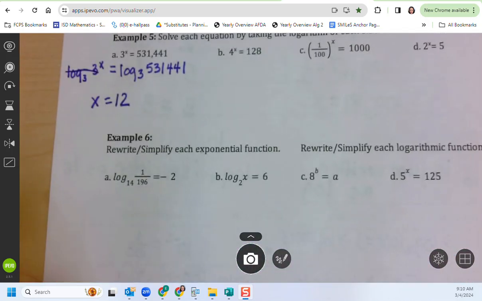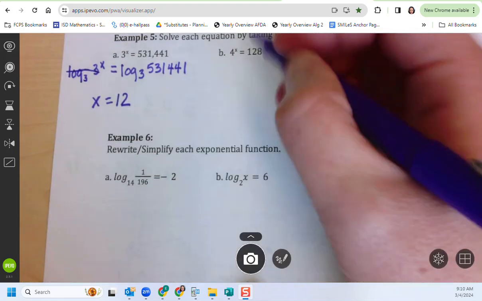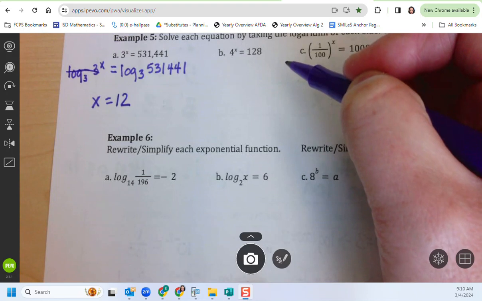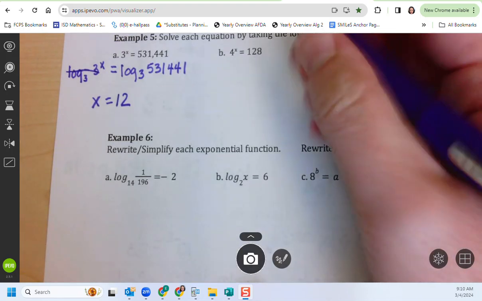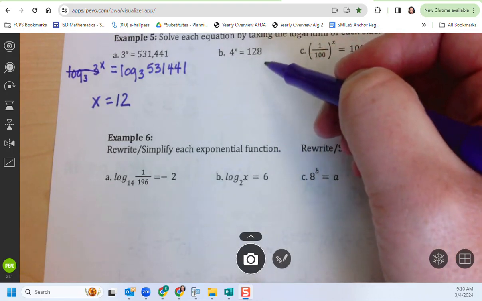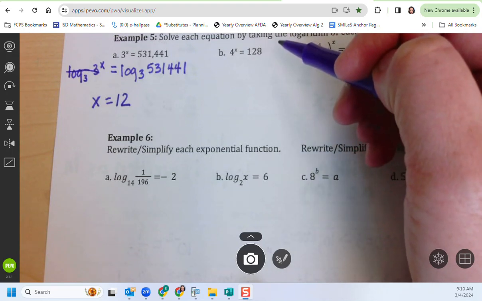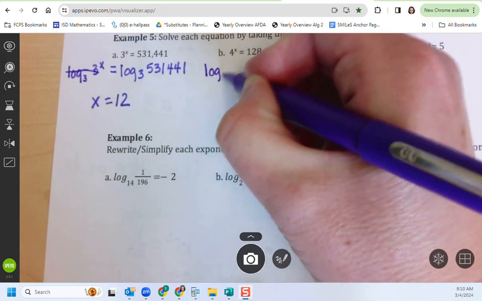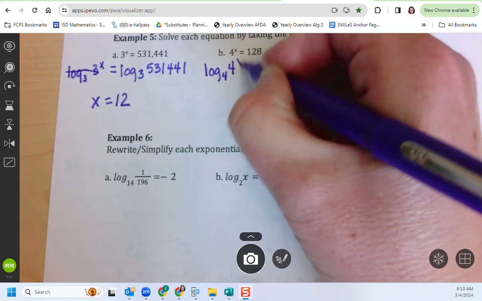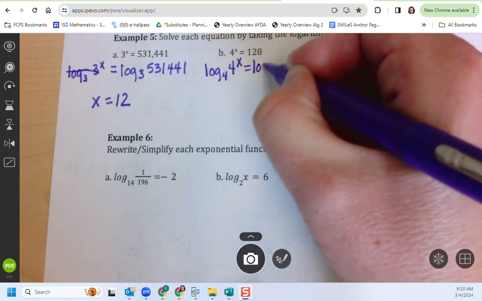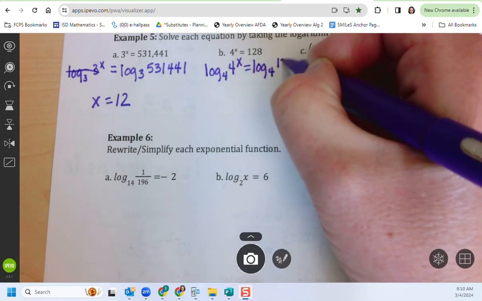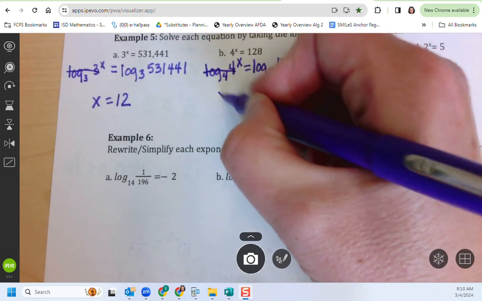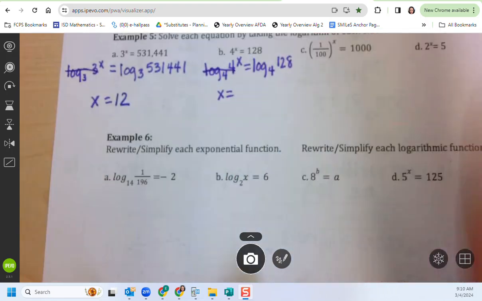Okay, let's do B. In B, I'm going to do log base what? Lena says 4. Anybody else think we're going to do log base 4 in B? Yeah, because the base of the exponential is 4. So log base 4, 4 to the x, and then log base 4, 128. And those will cancel because they're both base 4.